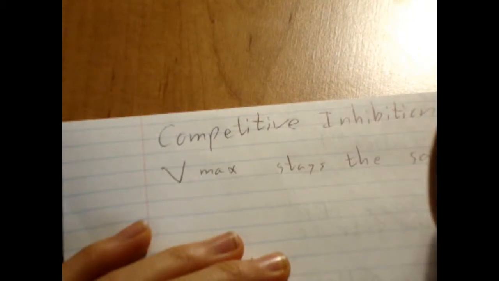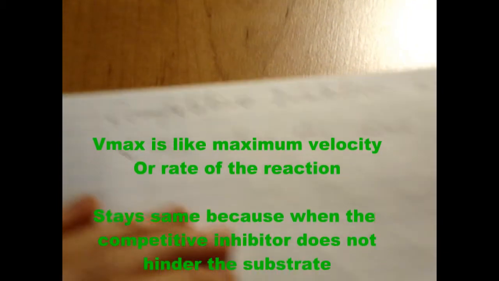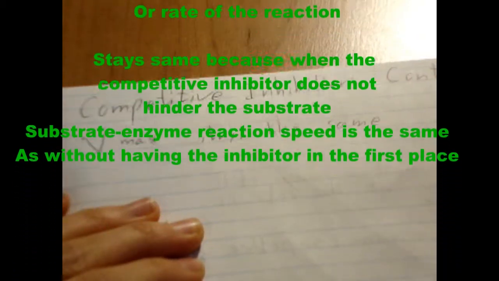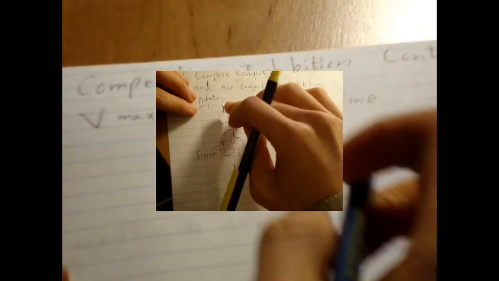Now, competitive inhibition continued. First part is Vmax stays the same. This is kind of like maximum velocity or the maximum rate of reaction. And kind of ignore the text if you don't understand what it means. Basically, what I'm trying to say is that Vmax stays the same because when there is an inhibitor on the enzyme, the rate is not decreased.